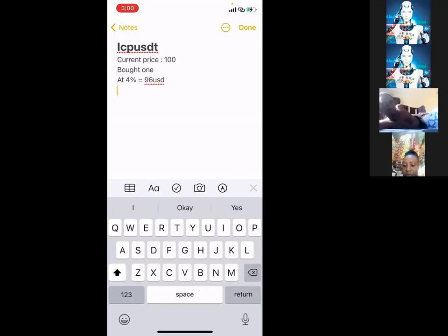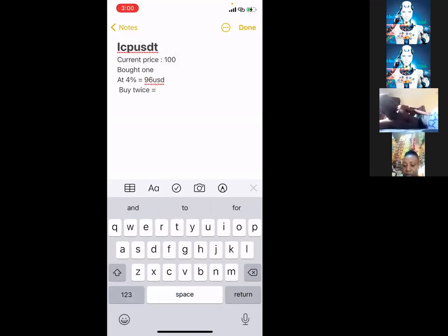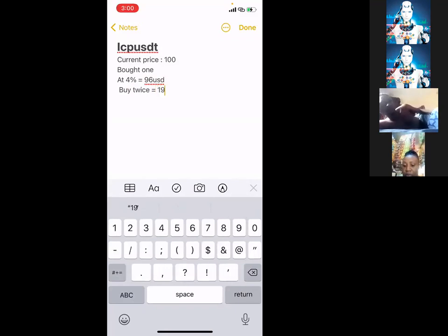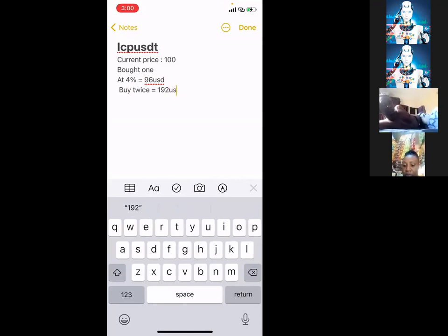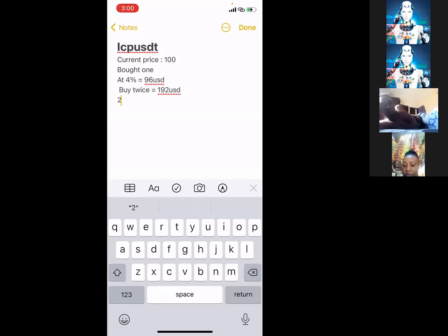At 4%, what do? Buy twice. What does that mean? Very, very simple. It means that your average price, here you bought twice, so it will be 96 times 2 will give you 192. I'm just doing some calculations to tell you why that margin is very important. Okay, we have 192. 96 times 2 gives you 192 US dollars. But now you have what? 2 coins.